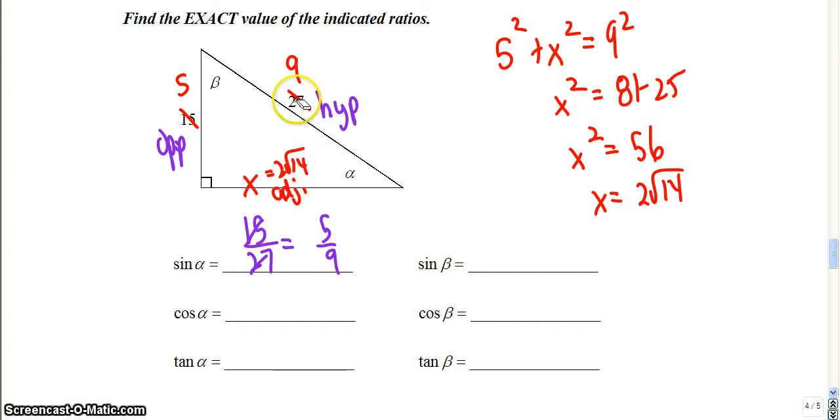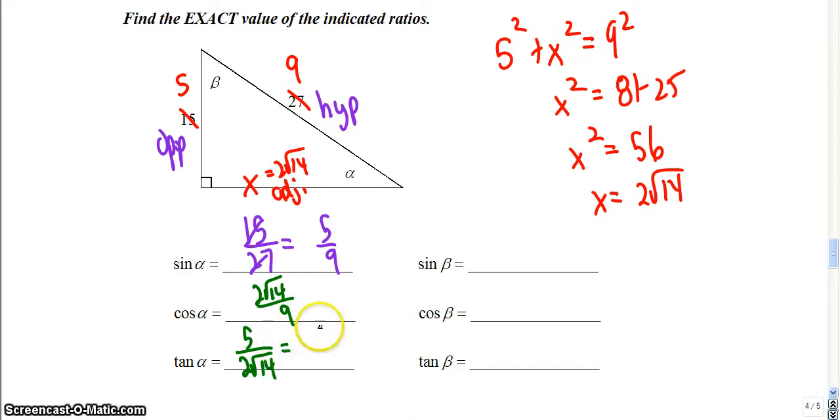Now in actuality, it would be 6 root 14 because we divided those sides by 3 already, which means this side was divided by 3. So to get back to the original, it would have been 6 root 14, but we'll keep using that number for the sake of easier arithmetic. So the cosine is our adjacent divided by our hypotenuse, and lastly the tangent is the opposite divided by the adjacent.